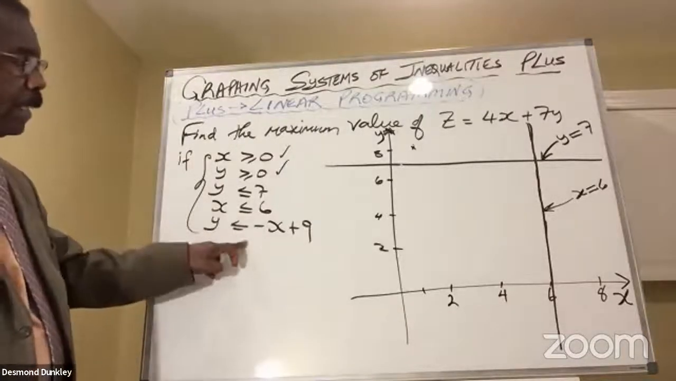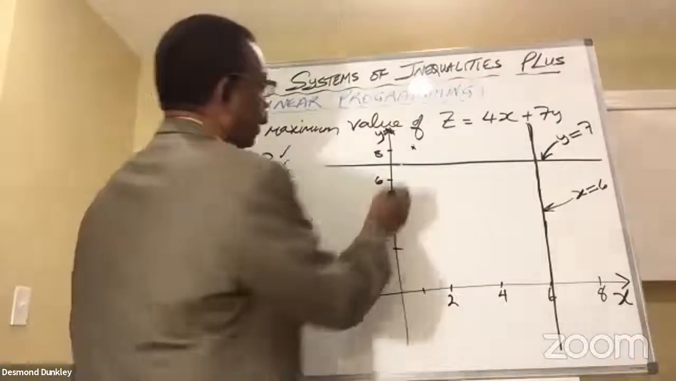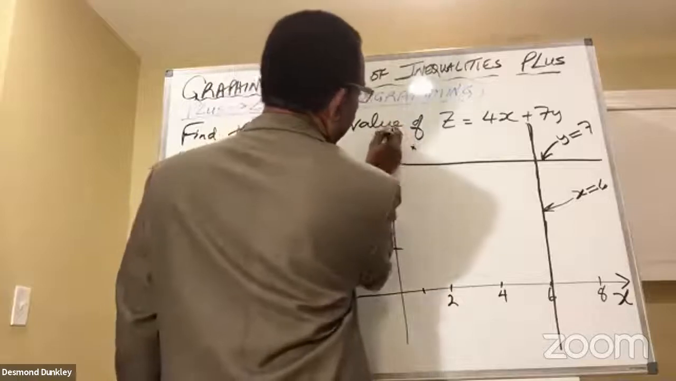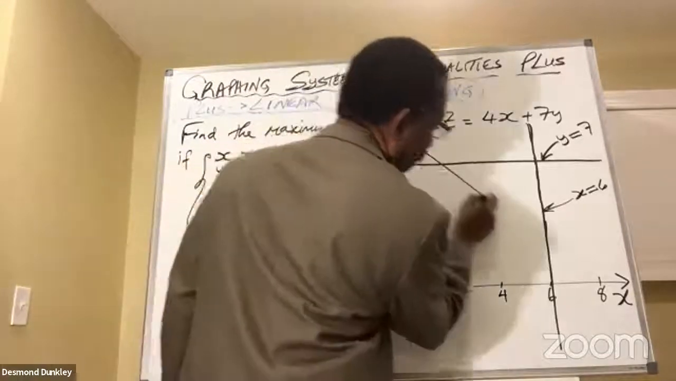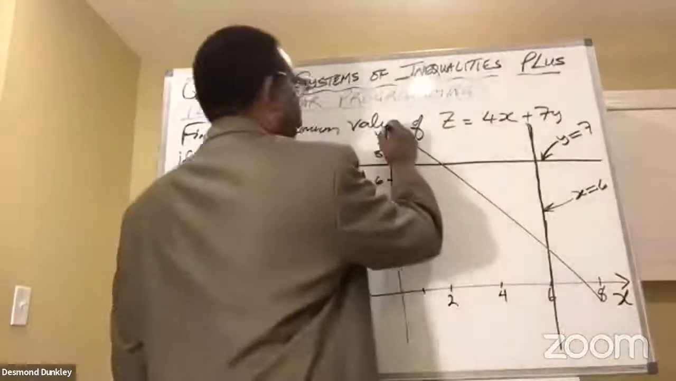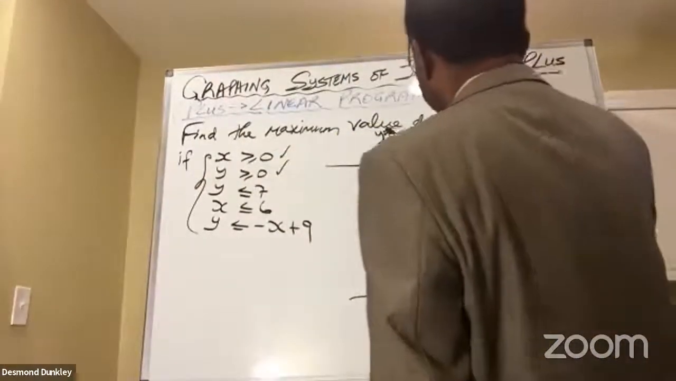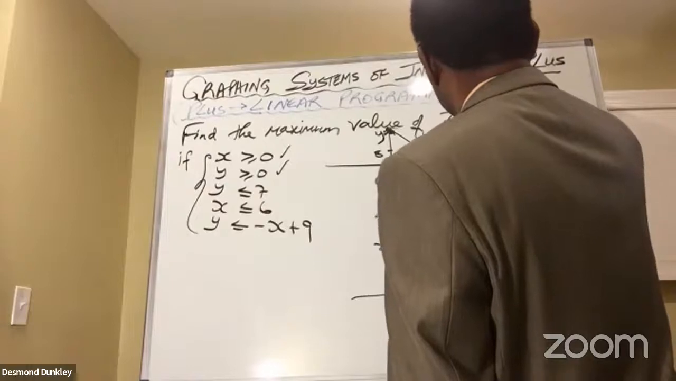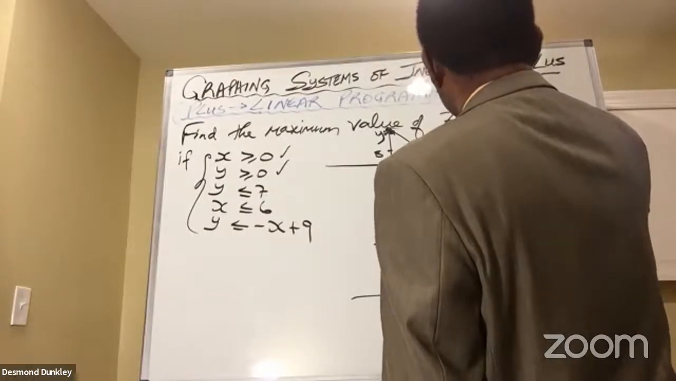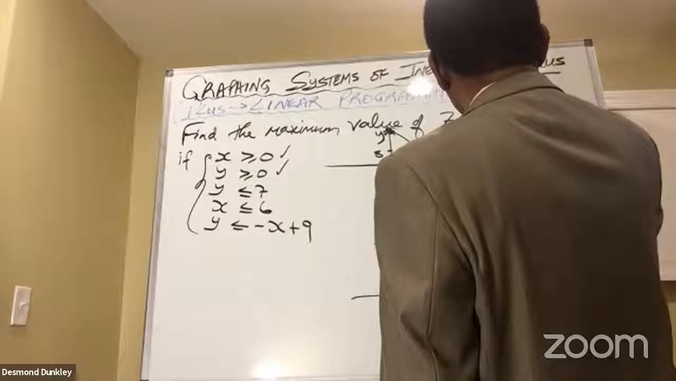And it's a solid line, and it's going to be going with a negative slope, so it's going to be something like this. So this is your graph of y equal to negative x plus 9.